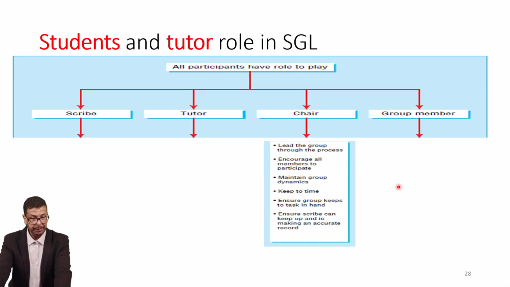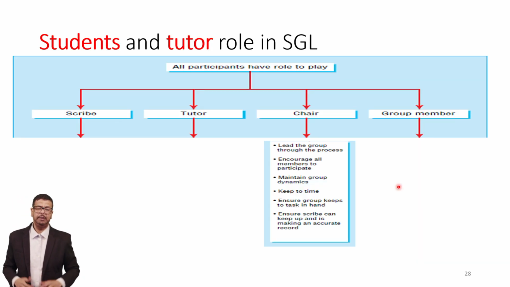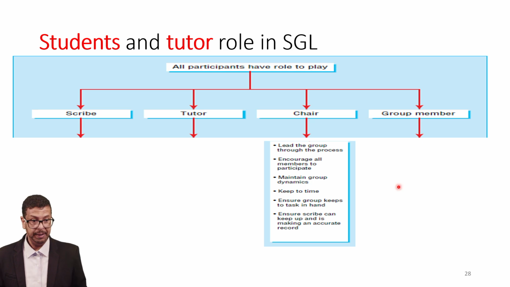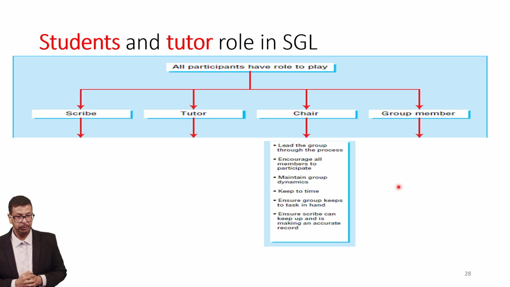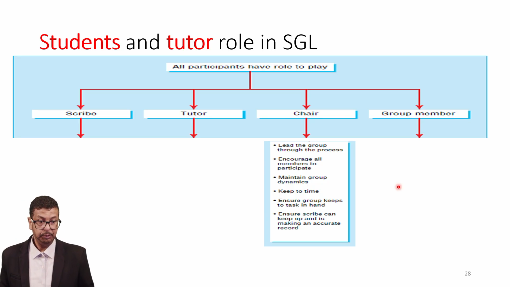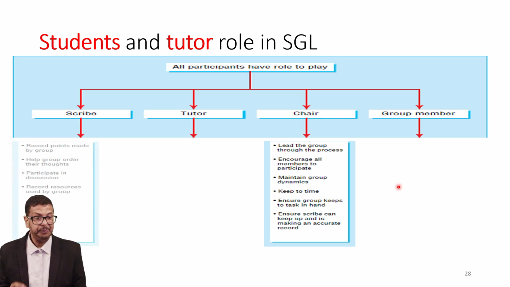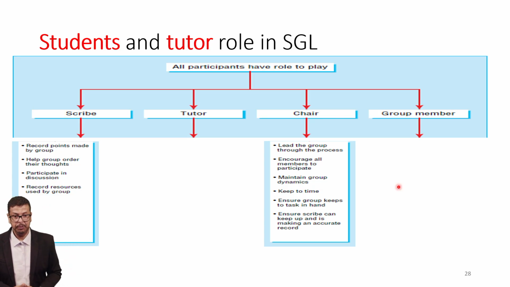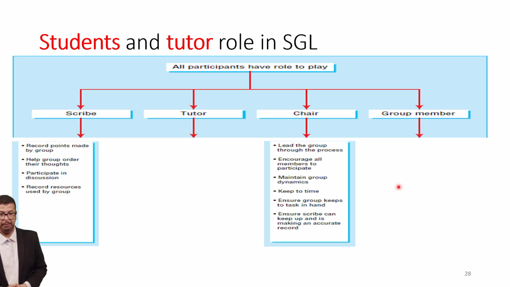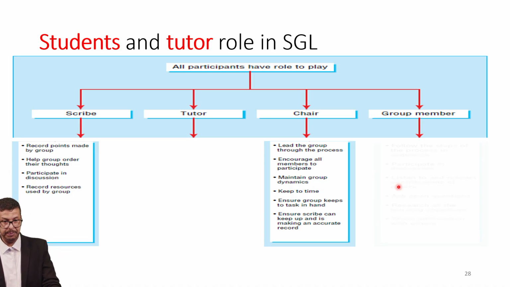So the role of the leader or the chair of the group is to lead the discussion of the group and to encourage every student to participate in the discussion, to maintain the group dynamics and to keep time, to ensure the group keeps to the task at hand, and to ensure the scribe can keep up and is making an accurate record. The scribe records points made by the group, helps the group order their thoughts, participates in discussion, and also records resources used by the group.